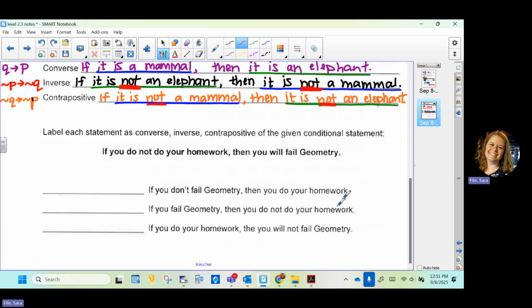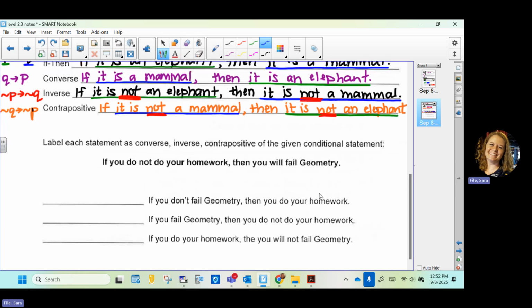Okay. Watching this as a video. I just passed out the practice, but I'll go ahead and finish this one so everybody can check it. So if then statement, we want to come up with the converse, inverse, and contrapositive. So again, if you do not do your homework, that's the hypothesis. And the conclusion is you will fail geometry.